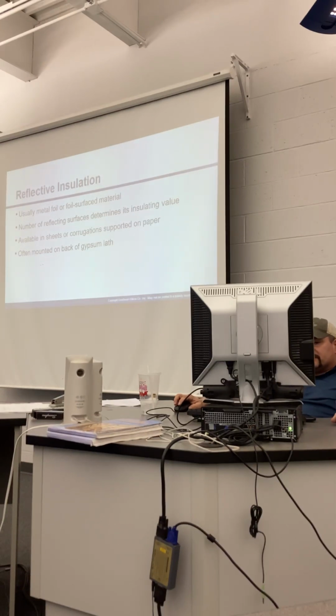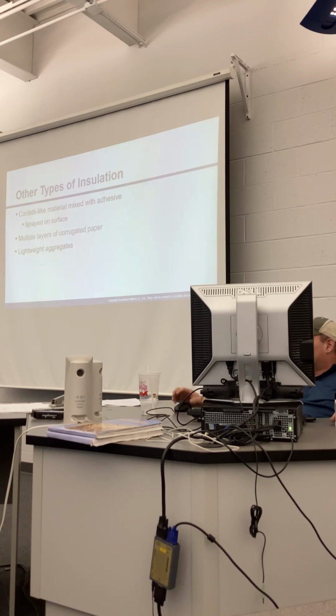Reflective insulation just has a foil back and it kicks the radiant, you know, the 3 types I talked about: conductive, radiation, and convection. Radiation is heat rays going through stuff, so reflective insulation reflects the heat waves.